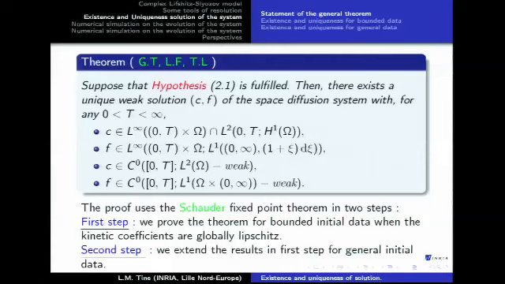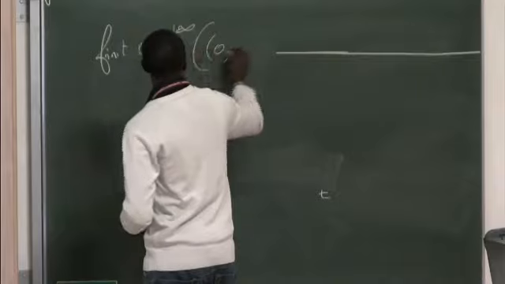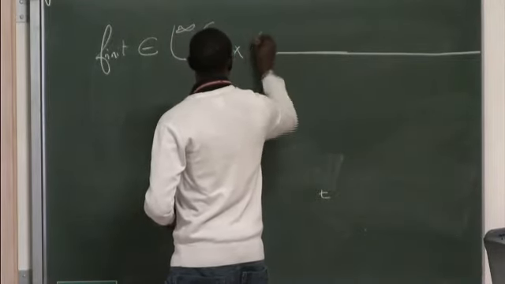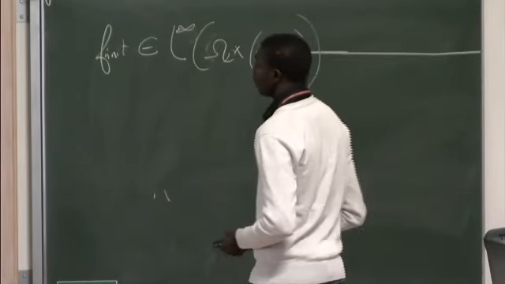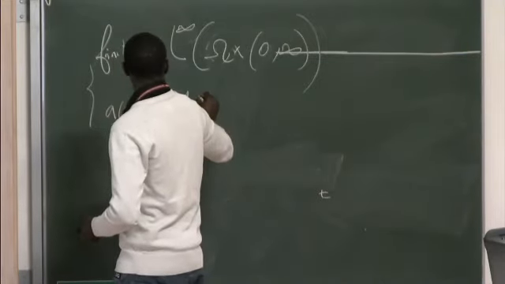In the first step, we prove the theorem for bounded data. That's why previously I supposed A more regular. In the second step, we extend the result obtained in the first step to general initial data. For the first step, we assume here that we have bounded data. We suppose that F init belongs to L infinity of omega times 0 infinity, and we suppose also that our assumption on A is more regular than what is stated in our assumption 2.1.